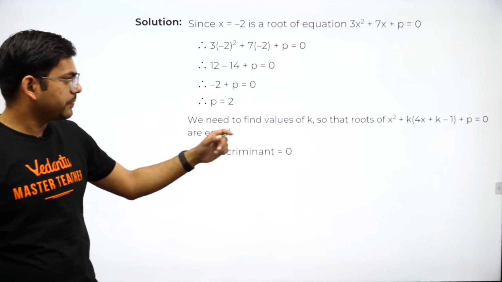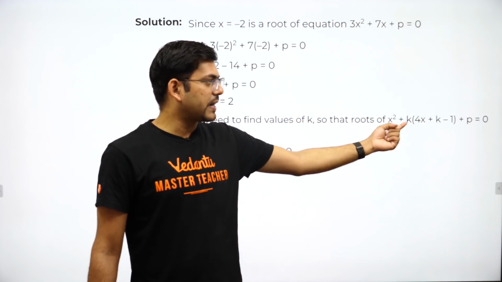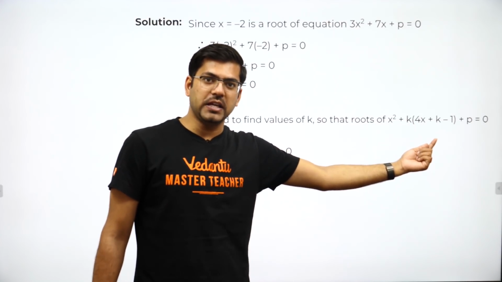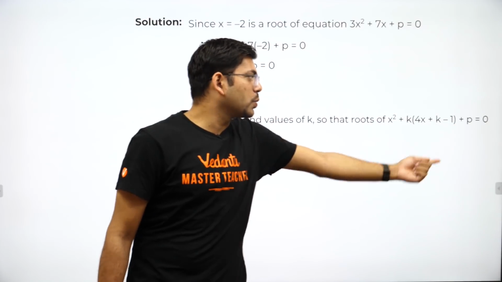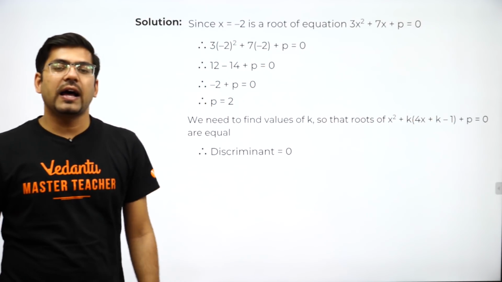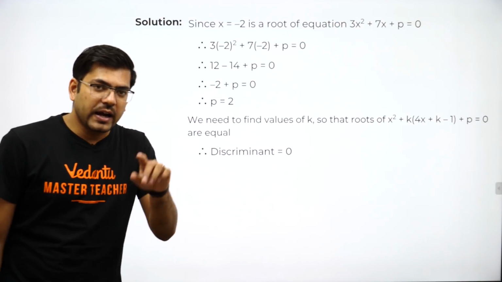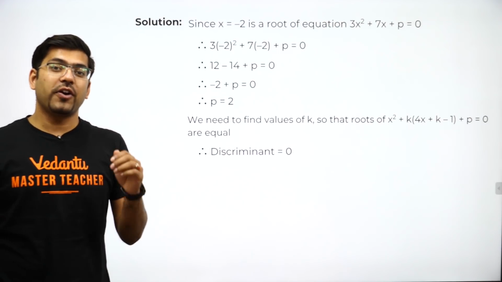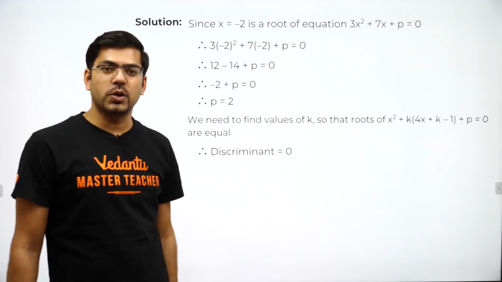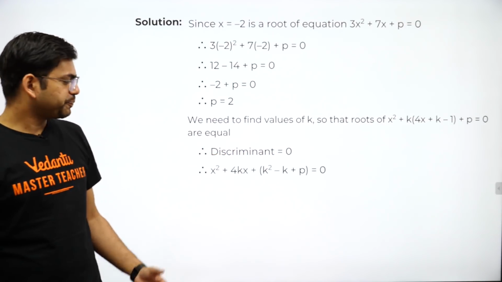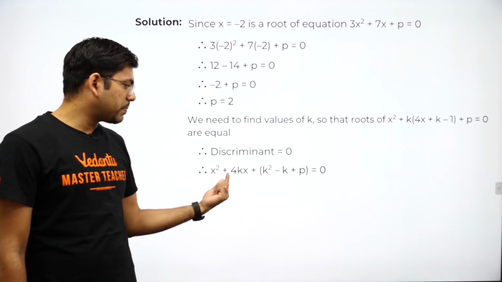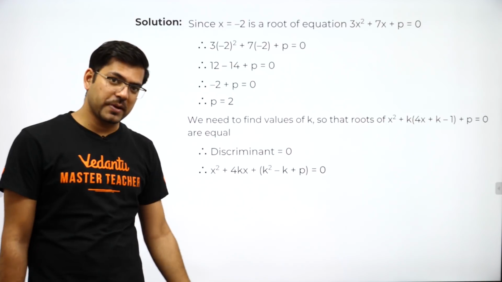Now, for this equation, x square plus k times 4x plus k minus 1 plus p, I will put p equal to 2 here and make the whole equation a quadratic equation. And the most important thing: for getting equal roots, the condition is that the discriminant should be equal to 0, D equal to 0. So first of all, I made the equation in standard form, x square plus 4kx plus k square minus k plus p.